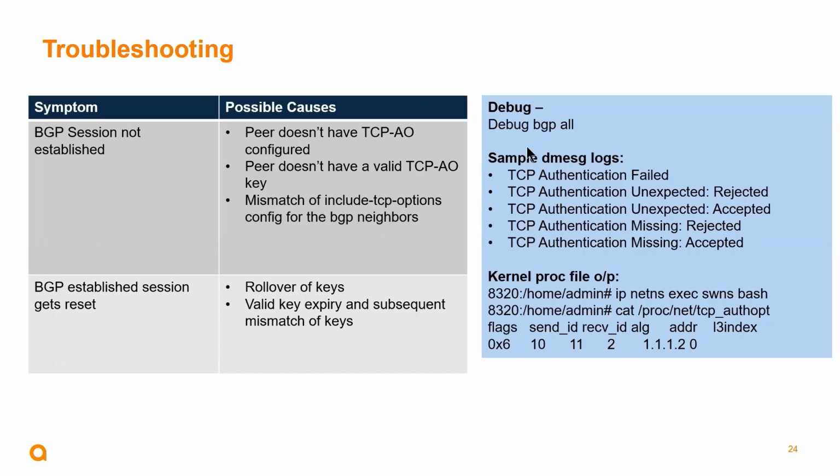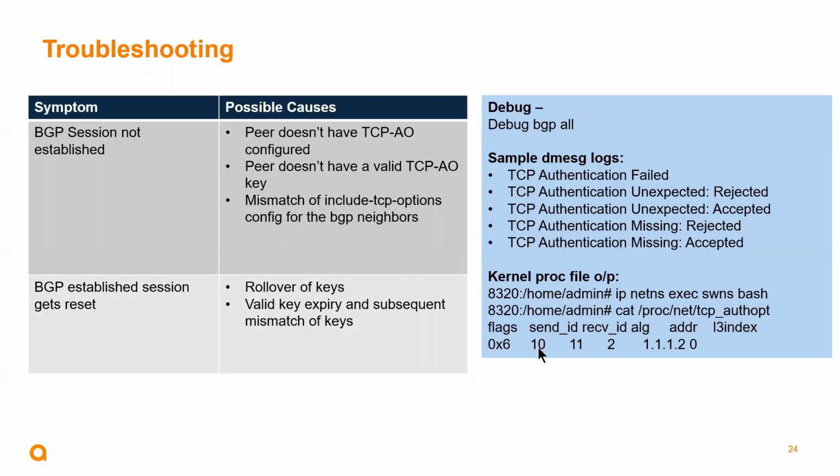For this, we can enable debug BGP all. It will display all the TCP AO debug messages. And we can even open the kernel dmesg and identify the reason. It will mention TCP authentication failed, or authentication unexpected with the reason as rejected, authentication unexpected with accepted, or authentication missing with rejected, or authentication missing with accepted.